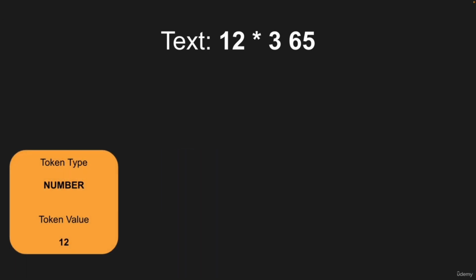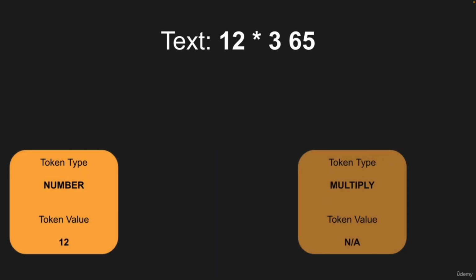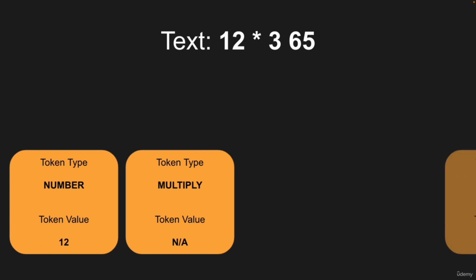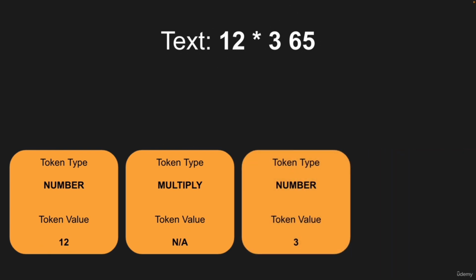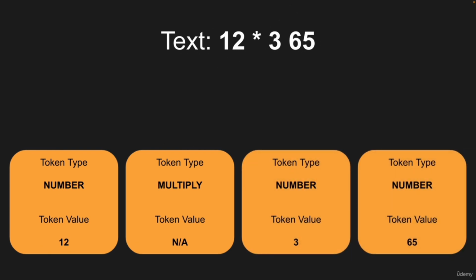Now let's say we have 12 times 3 and then a white space, and then 65. So what we'll actually do is 12, multiply, right? Same thing, 3, and then since there's a white space, this is going to be a separate number, which is 65. So this is how the tokens are going to be. Token type number, token value 12, then token type multiply. We already have sufficient information, right? And then token type number 3 and then 65.